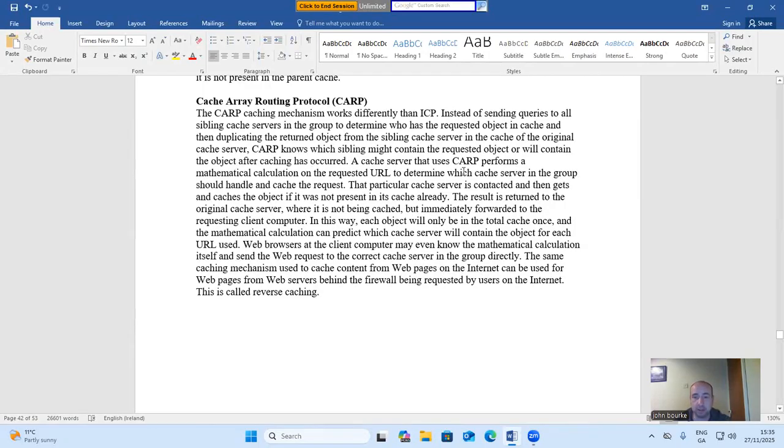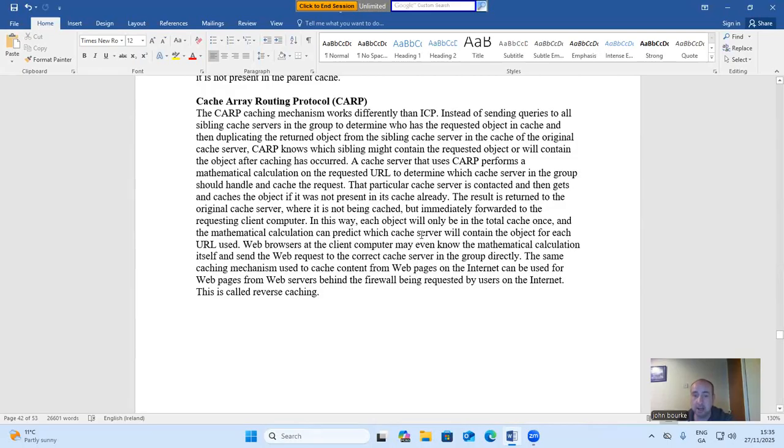A cache server that uses CARP performs a mathematical calculation on the requested URL to determine which cache server in the group should handle the cache request. That particular cache server is contacted and caches the object if it was not present in the cache already. The result is returned to the original cache server, where it is not cached but immediately forwarded to the requesting client computer.